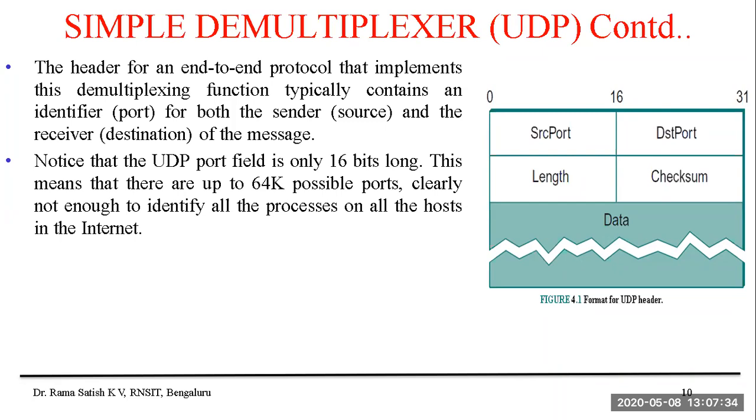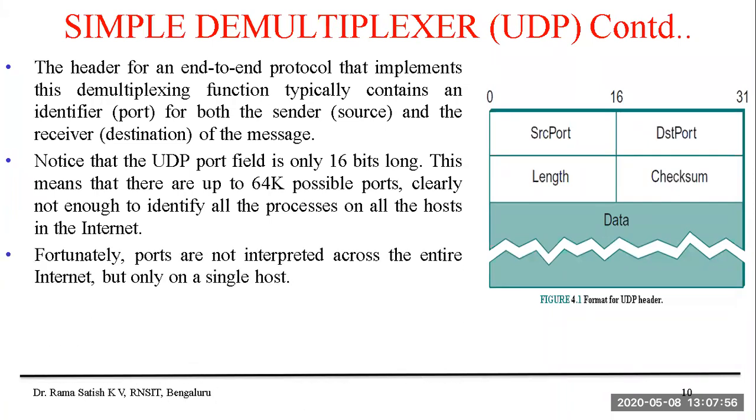If you assign one port to each process, 64,000 ports can be used simultaneously between two senders and receivers. That's the power of the internet that we have. And of course, fortunately, ports are not interrupted across the entire internet.